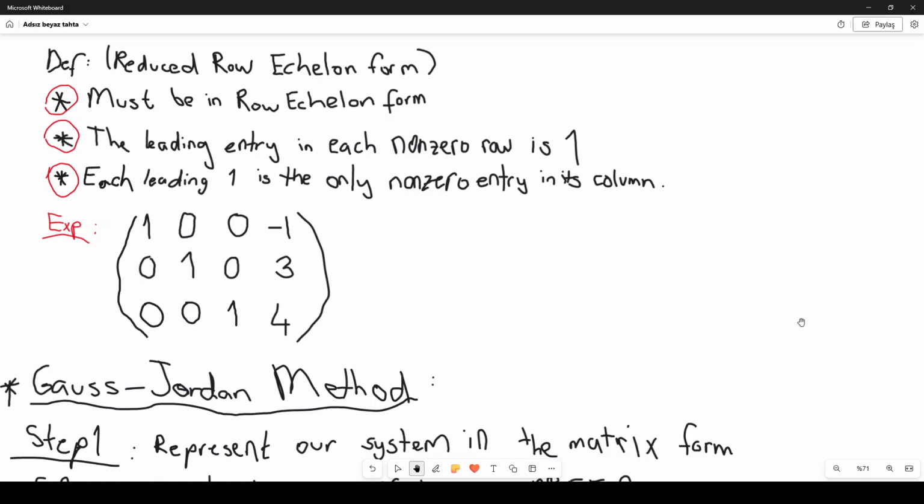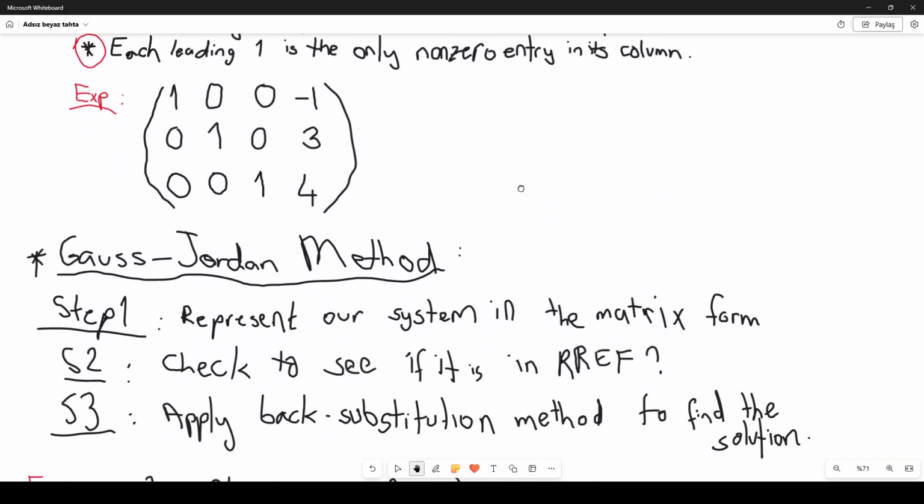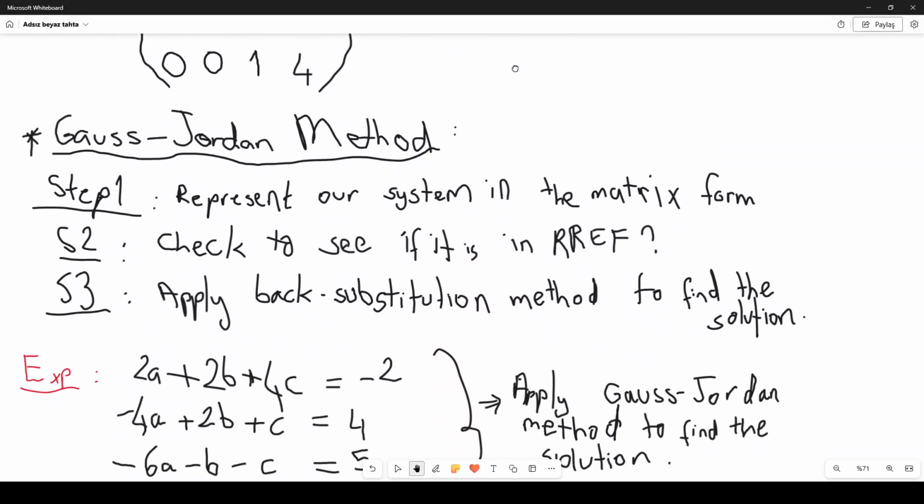Hi everyone! In this lecture, I will show you what a reduced row echelon form is and how we can use this form of matrix in order to solve a given system of linear equations via a method called the Gauss-Jordan method. So, let's start with the very simple definition of what a reduced row echelon form is and then continue with the Gauss-Jordan method.